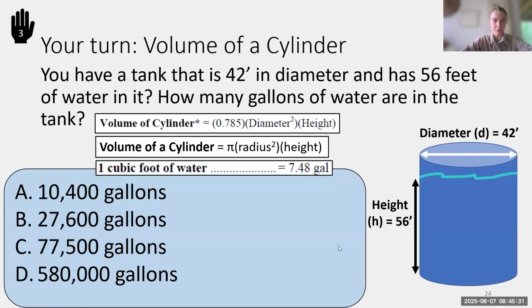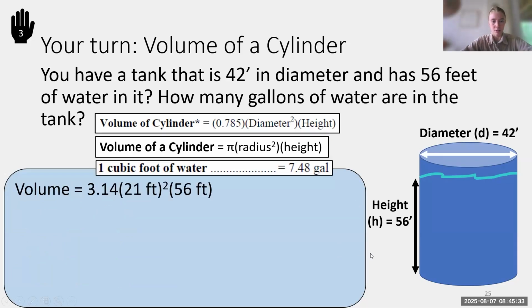So for this one, we're looking at doing a volume calculation, right? We're calculating the volume of this cylinder. So for the volume of a cylinder, we're working with an equation. I'm going to use pi r squared times the height for this one. So that's going to be 3.14. And then since we have a diameter of 42 feet, that means that our radius is going to be half that, which 42 divided by 2 equals 21. So that's going to be our radius. So put that in for radius. And then we have a height of 56 feet.